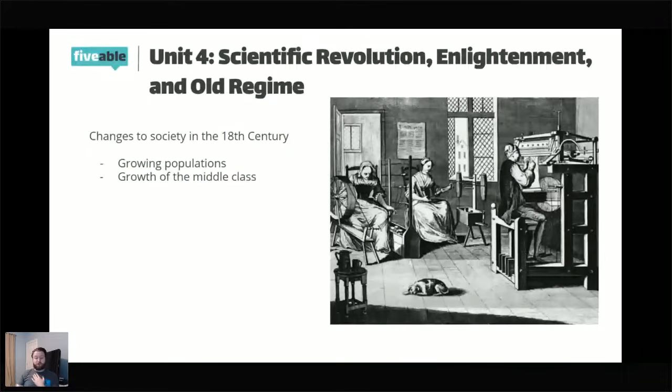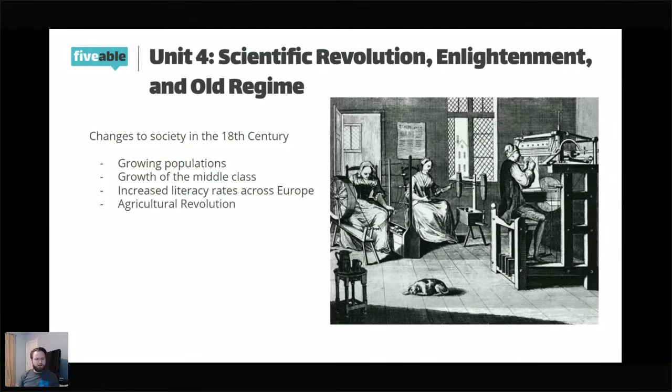The growth of the middle class here is going to be really important later on when we talk about the French Revolution and the Industrial Revolution. Increased literacy rates across Europe. Generally speaking, European literacy rates increased to about 40% in most urban areas, which is huge. Then, of course, the agricultural revolution. Specifically, make sure you're looking at enclosure movement and cottage industry.